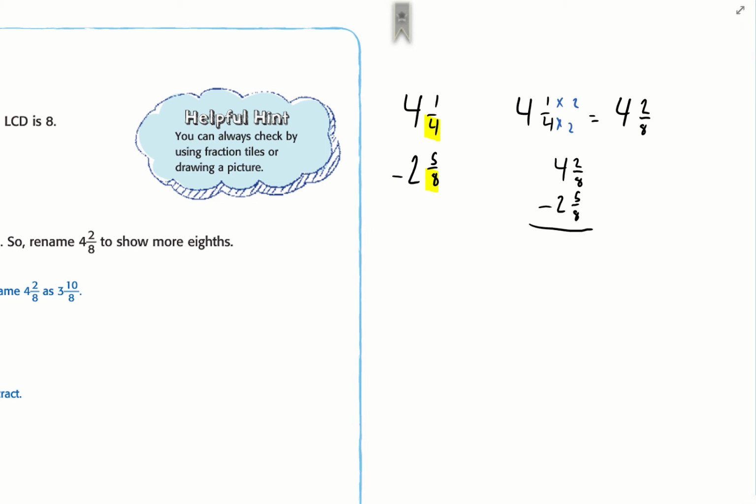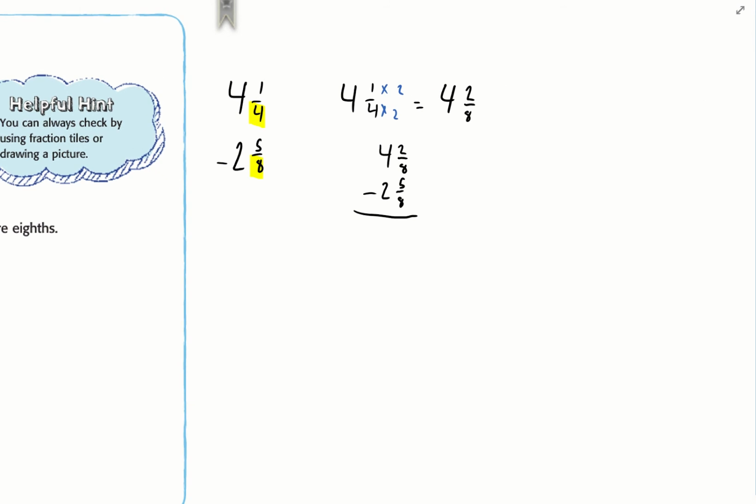Well, if you notice, the next thing is I cannot do 2 minus 5. I always tell my students, show me 2 fingers, now take away 5. You can't do that. So I need to rewrite my 4 2/8 again. Remember what I said, I have 4 plus 2/8. So I'm going to rewrite this as 3 plus 1 plus 2/8, because that still equals 4 2/8.